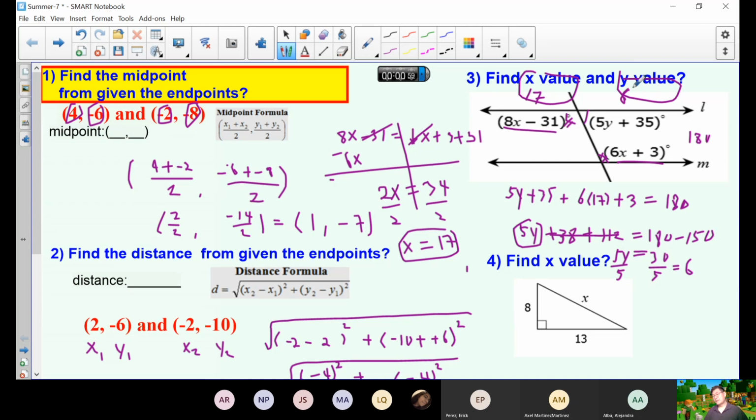Okay. Yeah, write down the process, guys. But you need to understand what is the consecutive interior angle, alternate interior angle, right?